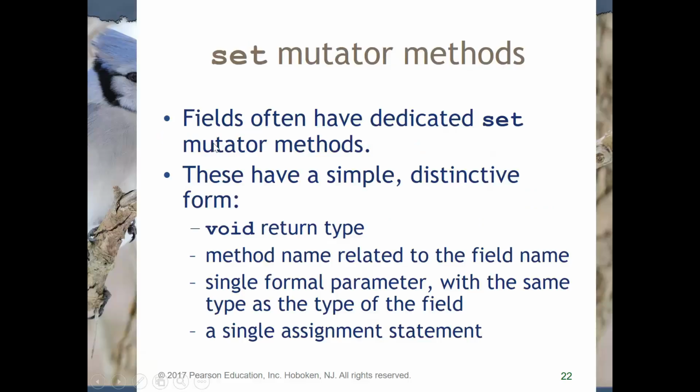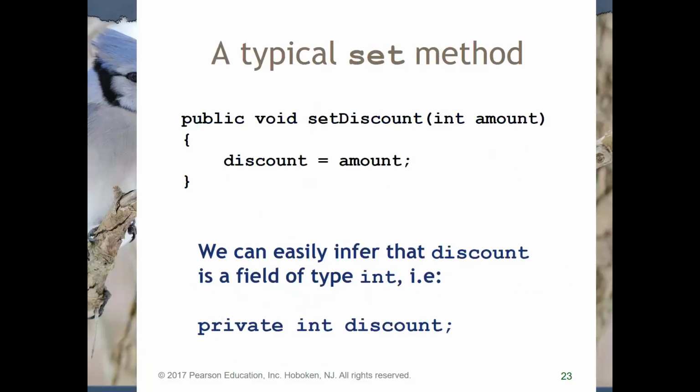Fields often have dedicated set methods, which is true. So every set and get pair will exist for a field as a rule. There's always exceptions. These have a simple distinctive form: void return type, method name related to the field name. So if I have a variable named price, there'd be a set price and a get price. Okay? And again, advanced IDEs will create all of this for you.